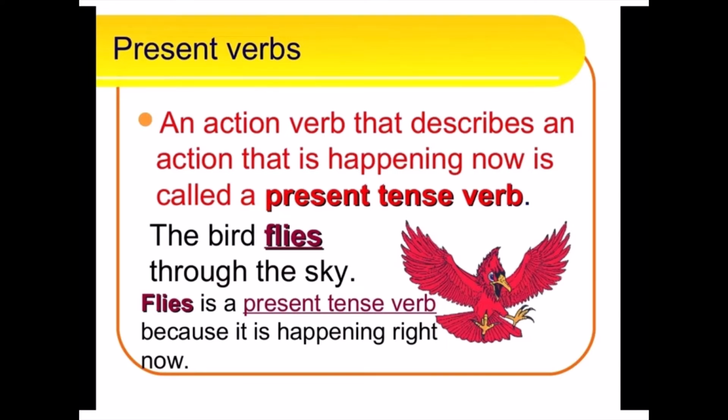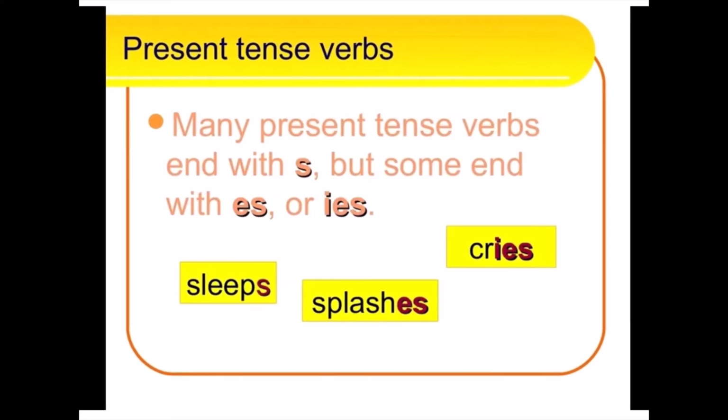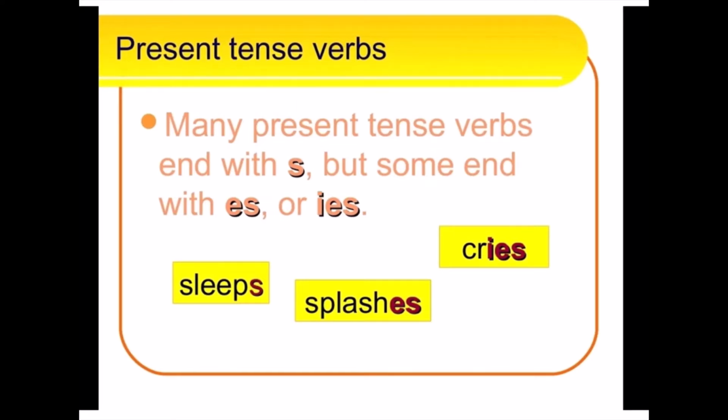Present verb. An action verb that describes an action that is happening now is called a present tense verb. For example, the bird flies through the sky. Flies is a present tense verb because it is happening right now. Many present tense verbs end in s or es. For example, sleeps, flashes, rises.